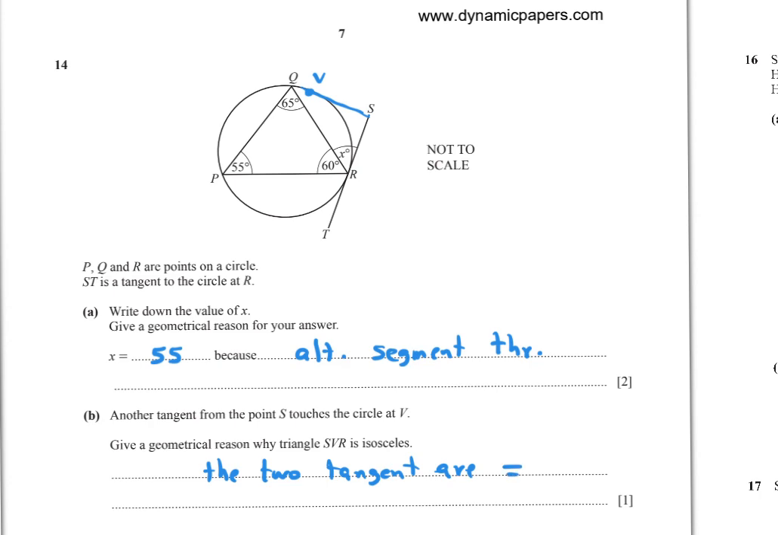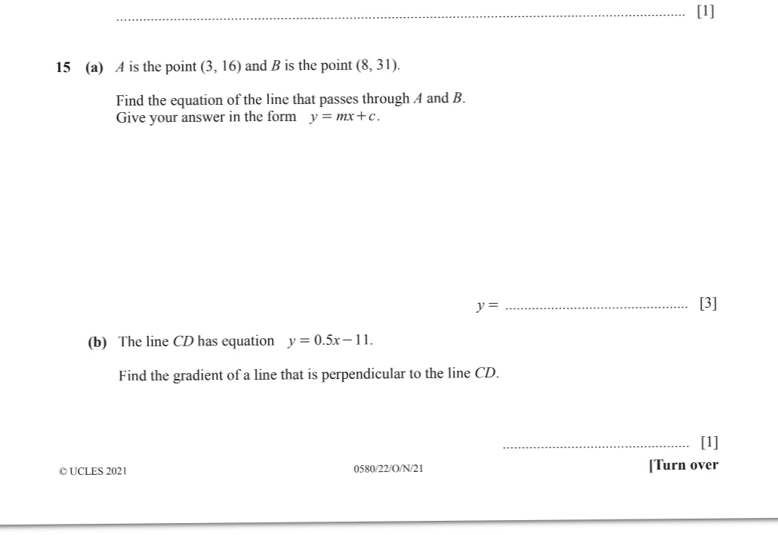Number 15a. A is the point (3, 16), B is the point (8, 31). Find the equation of the line that passes through A and B. Give your answer in the form y equals mx plus c. So we need to find m, which is (y minus y) over (x minus x). So 16 minus 31 over 3 minus 8. Or you can start from the other point, so 31 minus 16 over 8 minus 3, and you get the same answer, which equals 3.